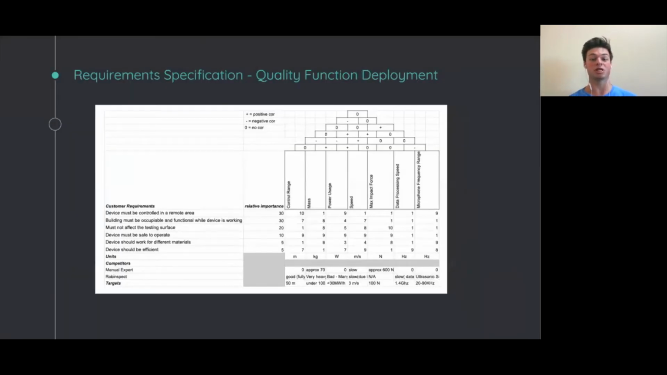Another method we use is called the quality function deployment method and involved using the information obtained from consumer interviews to list and assign weights of the requirements. By performing this process, we could compare our robotic solution against the competitors and obtain target parameters our robot needed to meet as listed in the bottom of the picture here.